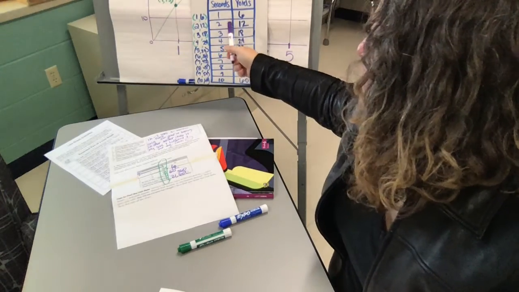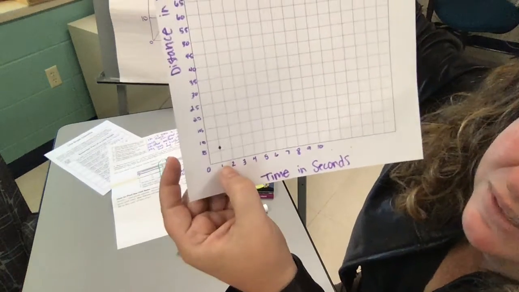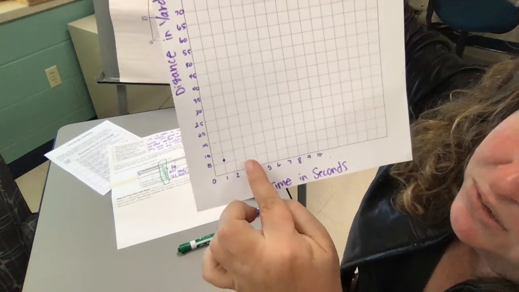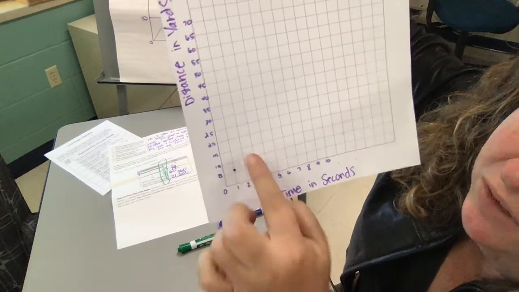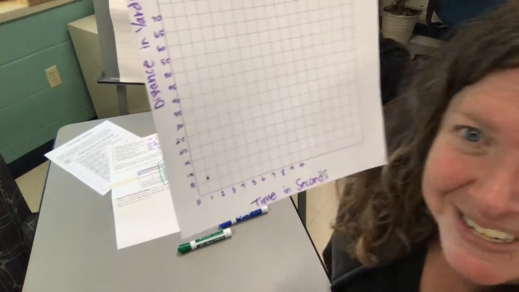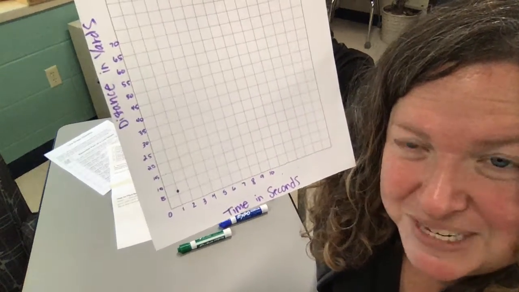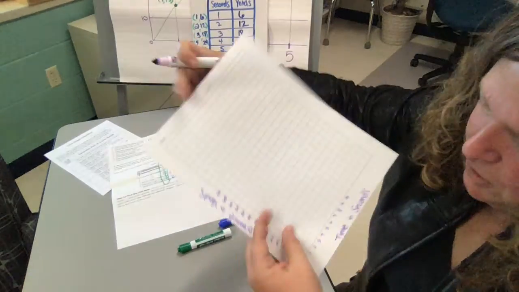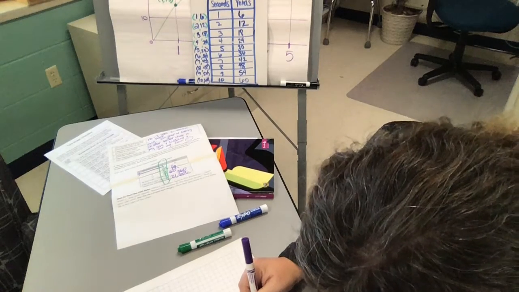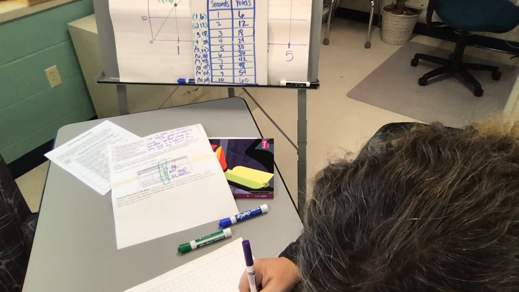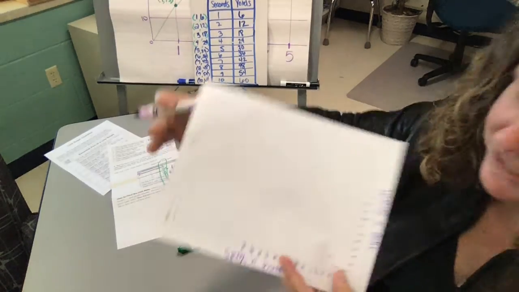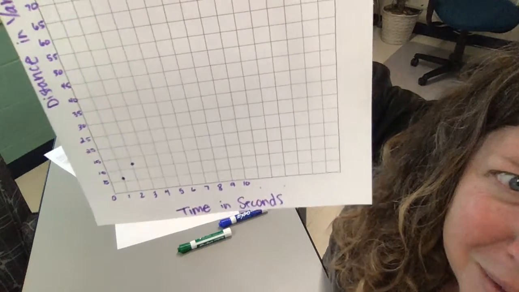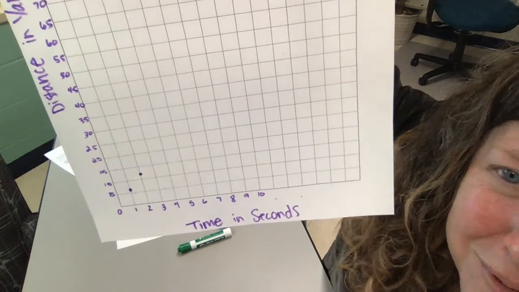I need to go over 2 and up 12. Over to 2, easy. There's the 2. Now I go straight up to 12. Again, 12 is in between 10 and 15. Is 12 closer to 10 or closer to 15? It's almost right in the middle, isn't it? Right. So my dot is going to be almost right in the middle of 10 and 15.